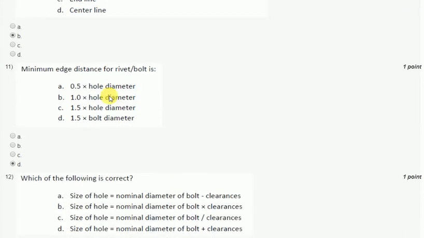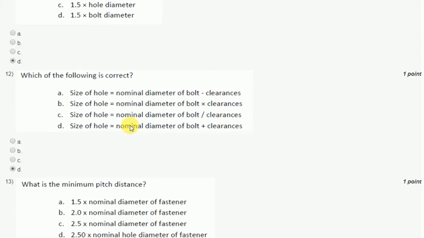Now question number 11: the minimum edge distance of the rivet or bolt is 1.5 into bolt diameter, that means 1.5 D. This is the correct option. And question number 12: which of the following is correct? The correct option is D. Size of the hole is equal to the diameter of the bolt plus clearance. Clearance means we provide some space. The clearance is taken as 2 millimeters, and a bolt diameter of 16 millimeter or 20 millimeter can be provided. So option D will be the correct option. You can go with option D.